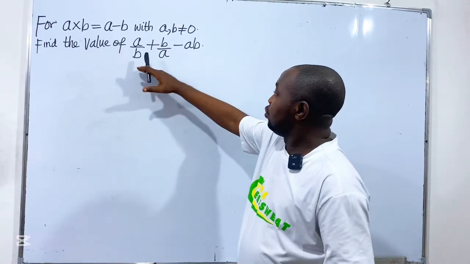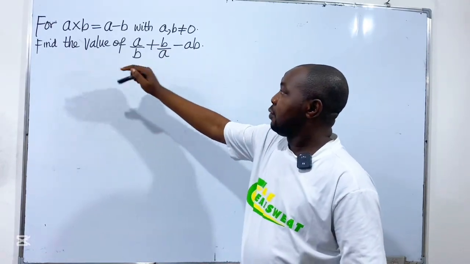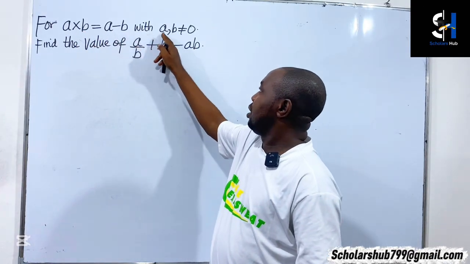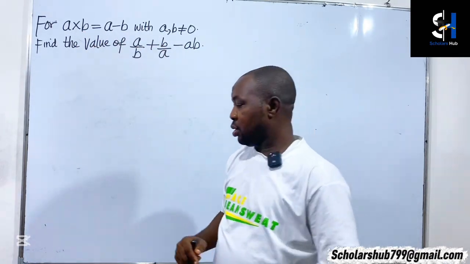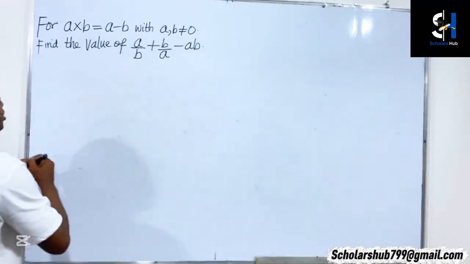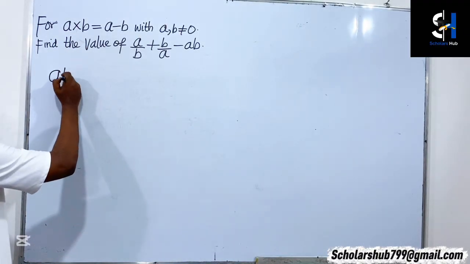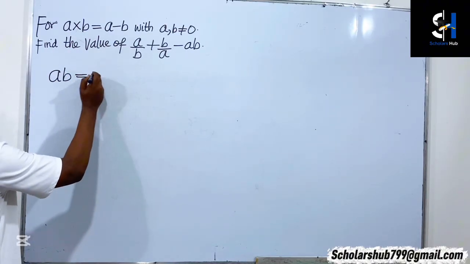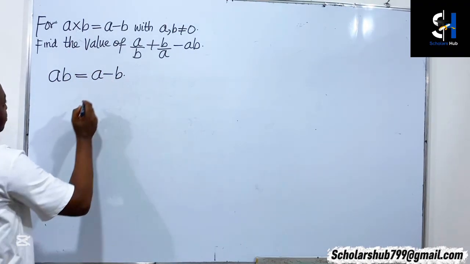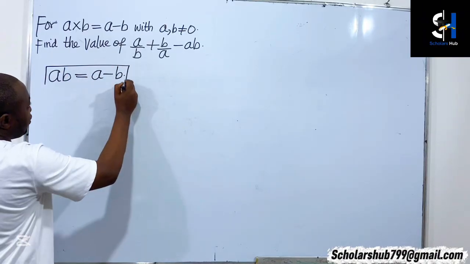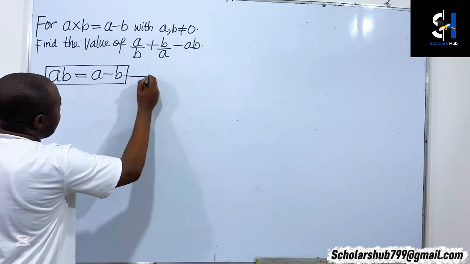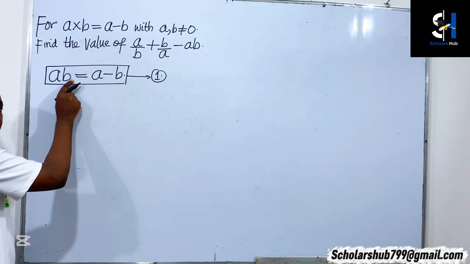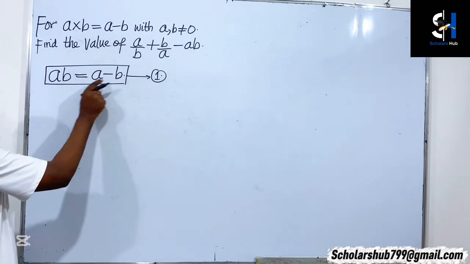Let's find the value of this expression for a times b equals a minus b, with ab not equal to 0. First, let me write the question, where a times b, that will be ab, equals a minus b. Let's call this our equation 1. Now from this equation 1, I'm going to express a in terms of b.